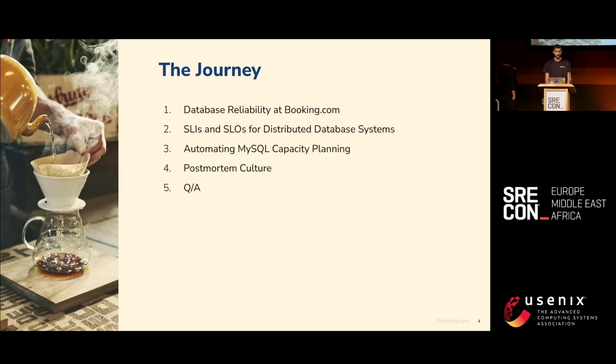So today's journey, first we're going to talk about database reliability and how we perceive it at Booking.com. Then we're going to give you some good advice on how to choose your SLIs to define SLOs for your distributed database system. Next, we're going to deep dive into how we automated capacity planning for our MySQL clusters. And finally, we're going to discuss how we handle failures and how we embrace a post-mortem culture across the company.